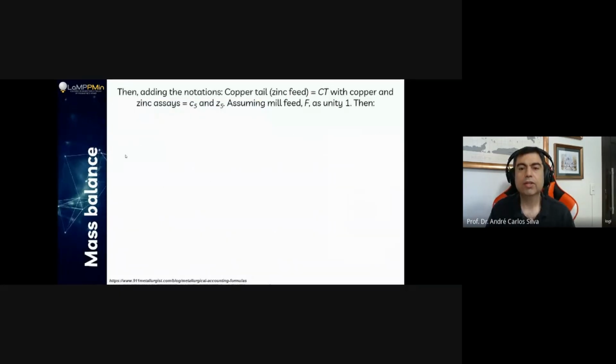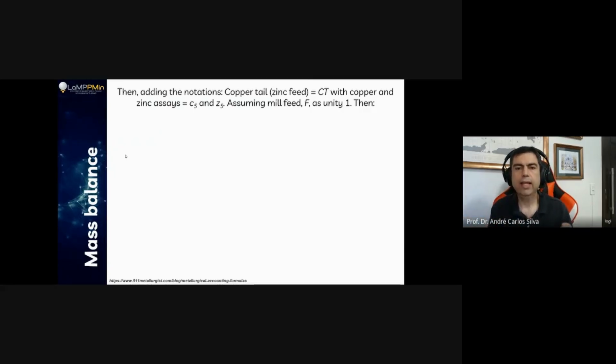Okay, so let's consider this now. How about we try to make things simple? Is it possible to simplify those equations? It is. Okay, I can do something like this. I can add an additional product. I can imagine something like a copper tail, and the copper tail would be the zinc feed. Okay, so I call this CT, copper tail.